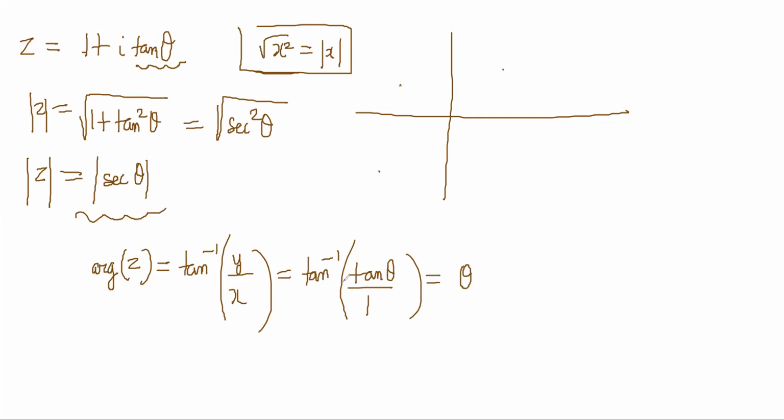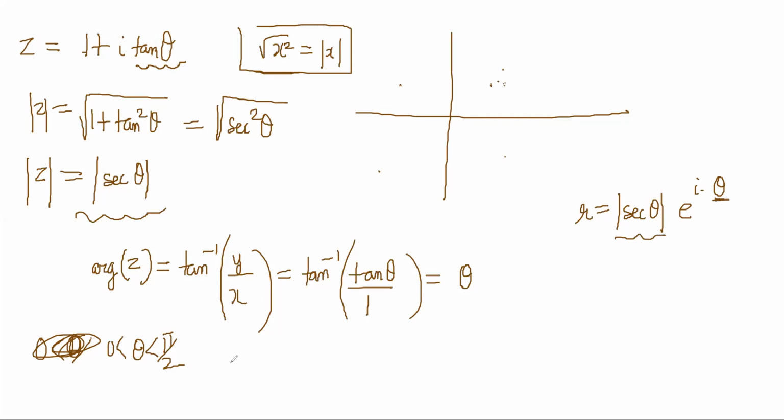So you have to be a little careful here. Actually you can write r as mod sec theta e power i theta, but you have to be careful which quadrant you're talking about. Cos is positive in first quadrant and fourth quadrant. So if theta is between 0 to pi by 2, then sec theta is positive, so complex number z is equal to sec theta e power i theta.